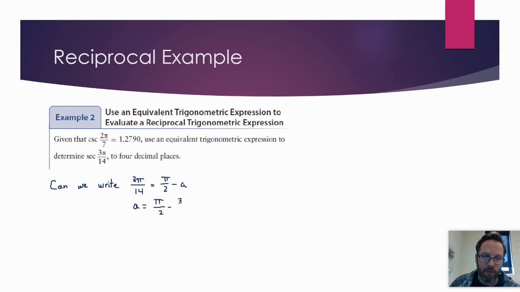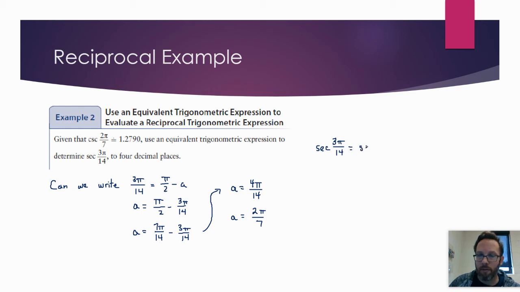Pi over 2 minus 3 pi over 14. That is 7 pi over 14 minus 3 pi over 14. This is 4 pi over 14. And wouldn't you know it, 2 pi over 7 is popping up. So what have we shown? Our goal is to evaluate the secant of 3 pi over 14. We have now shown that 3 pi over 14 is equal to pi over 2 minus 2 pi over 7.